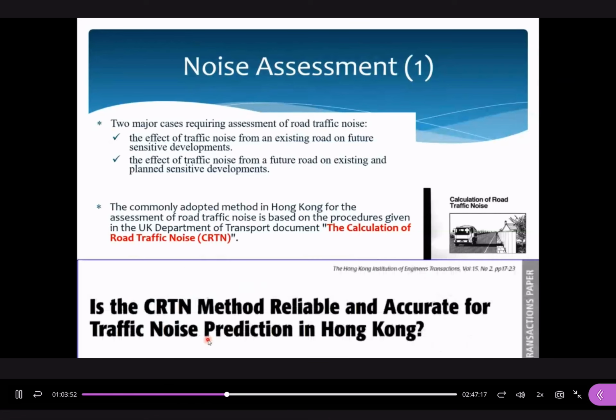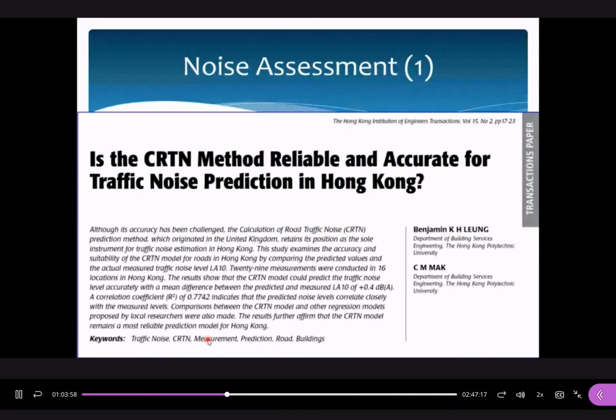Okay, you may ask, is it reliable or accurate to use this document? Some scholars did an analysis using CRTN and compared it with real assessments. They found that the coefficients can be up to 0.7, where the maximum is 1. So even if we apply this simple prediction approach, we can obtain an accurate result. If you are interested in this, you can find this paper for your study.